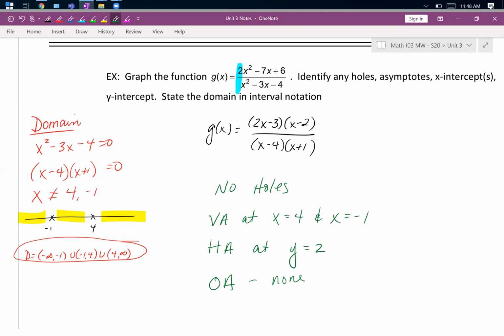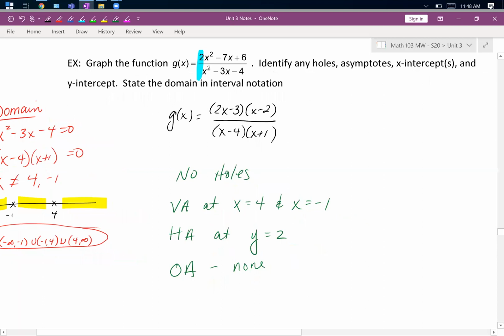Questions on our holes and asymptotes? I think we're good.